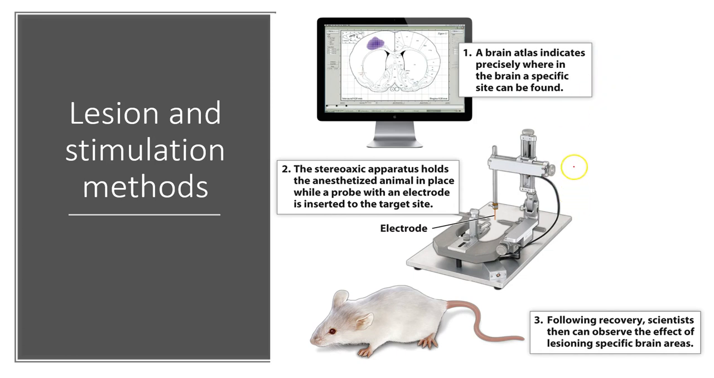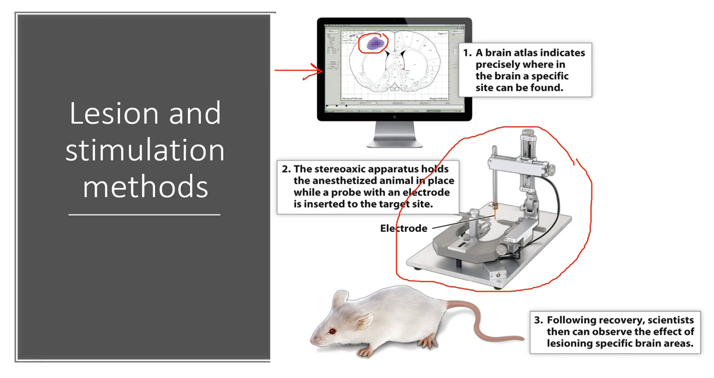You could use an apparatus that looks like this. This is known as stereotaxic surgery, where the animal goes into the apparatus and using an atlas shown here, precisely targets specific areas of the brain that you'd like to destroy. And what they typically do is they use high current electricity to destroy the brain area. So following recovery from surgery, scientists can then test the rat or the mouse for alterations in specific functions or behavior.